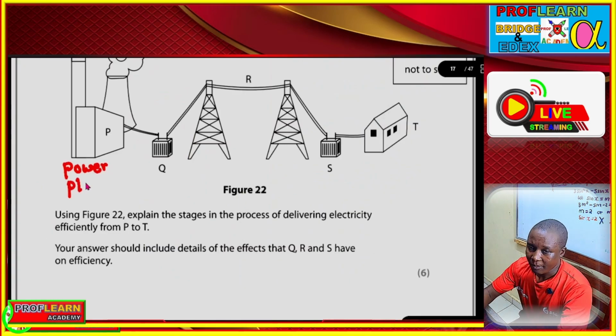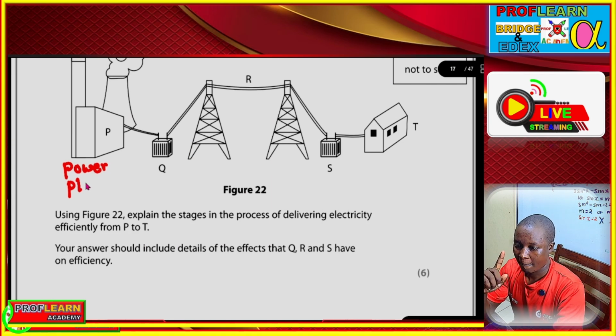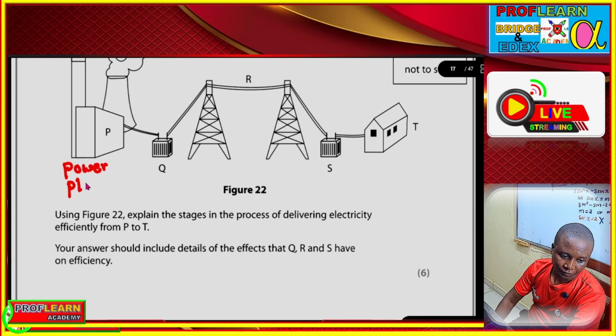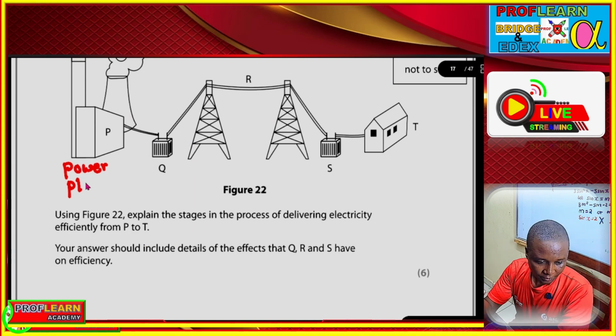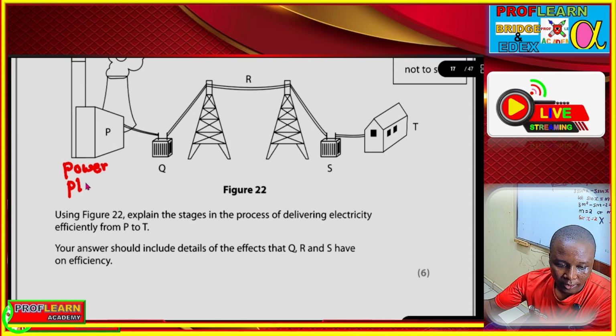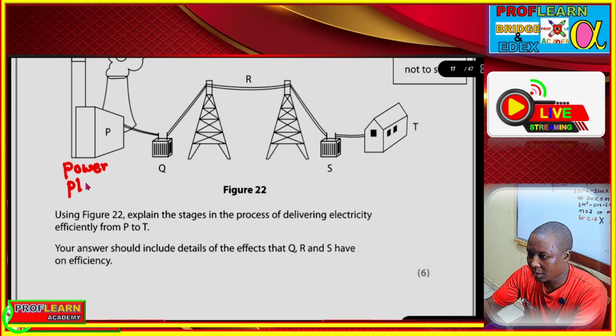Now, as far as this paper is concerned, you need to understand the grid system. You can write that correct to 2 decimal places. But what will guide us on the number of decimal places?